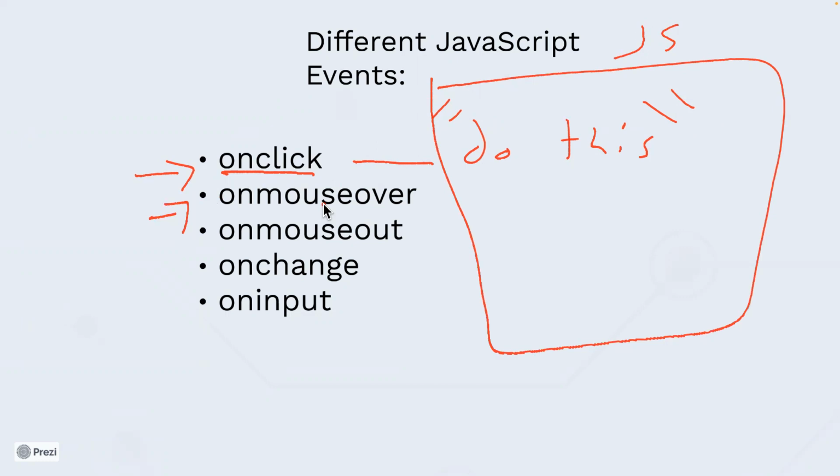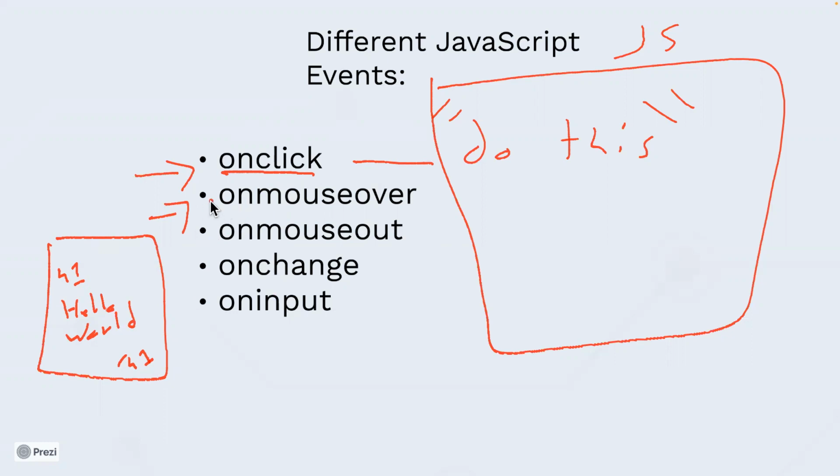And these events, on mouse over. So let's create an HTML document here. So we have an H1 and it says hello world. We can make it so that when we hover over this, on mouse over, we can do something. Or when we are mousing out of it, so if our mouse is already hovered over it and we mouse out of that area that our H1 is occupying, we can make it do something on mouse out.